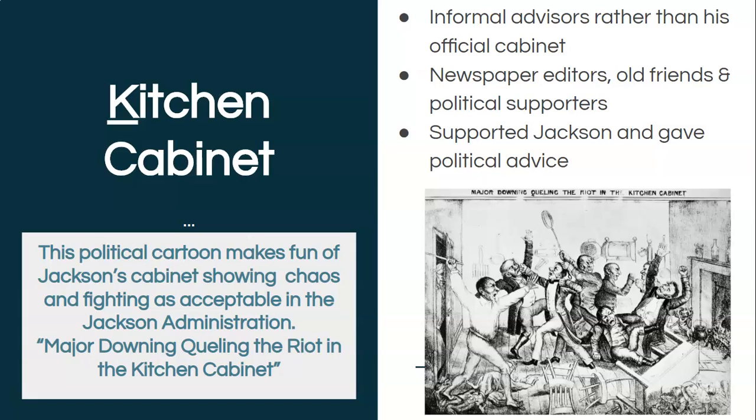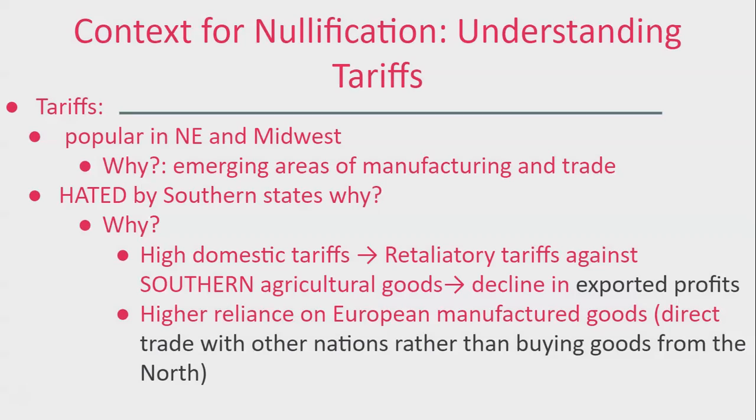The next element of Jackson's presidency is nullification. But to understand the nullification crisis, we need to review some tariffs. A tariff, as we know, is a tax on imported goods. Tariffs are popular in the Northeast and the Midwest. Why? The Northeast and the Midwest are emerging areas of manufacturing and trade. Tariffs are hated by southern states and western states.